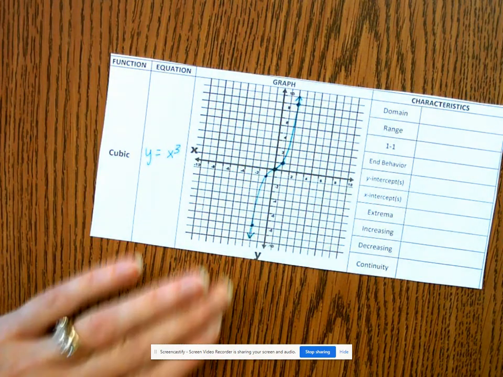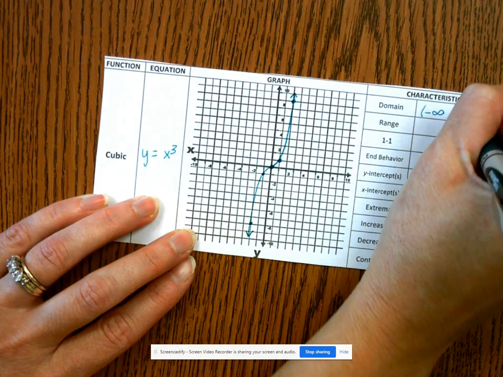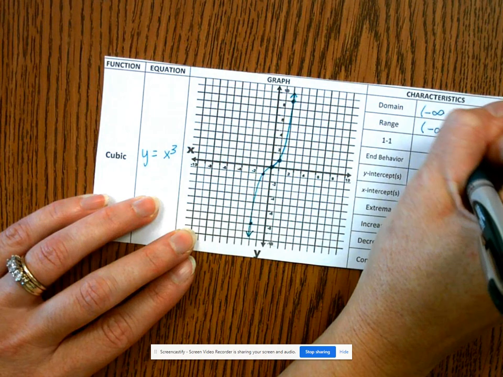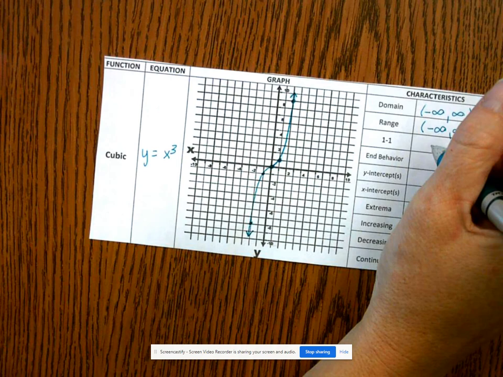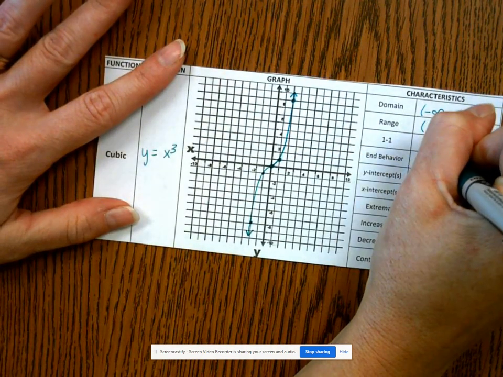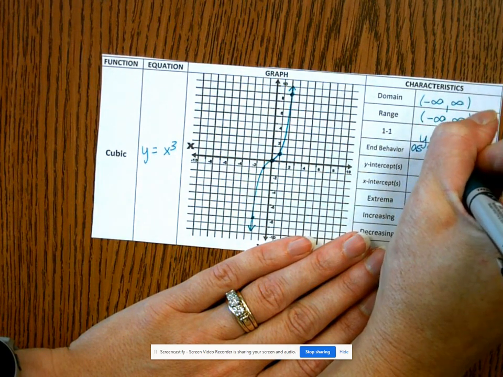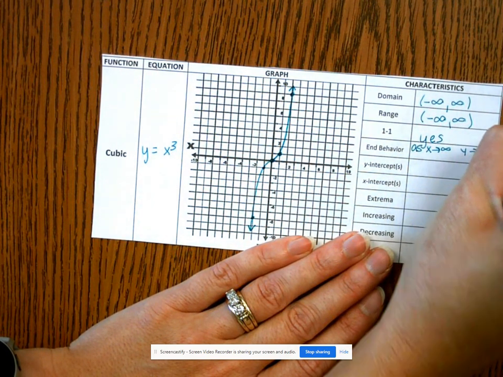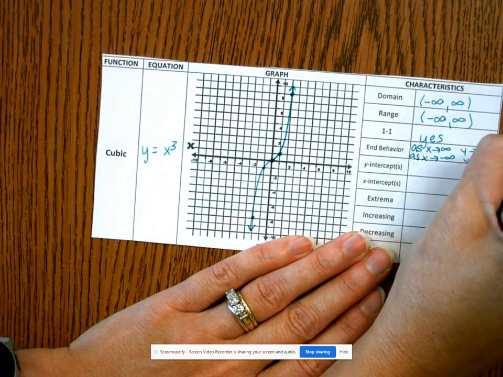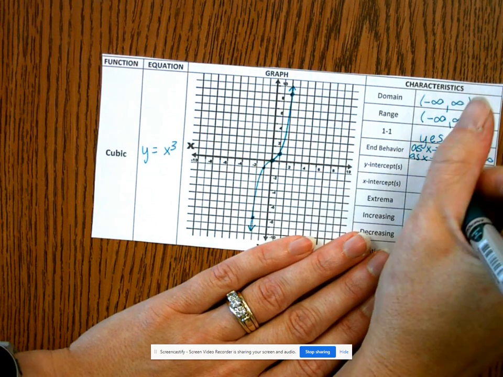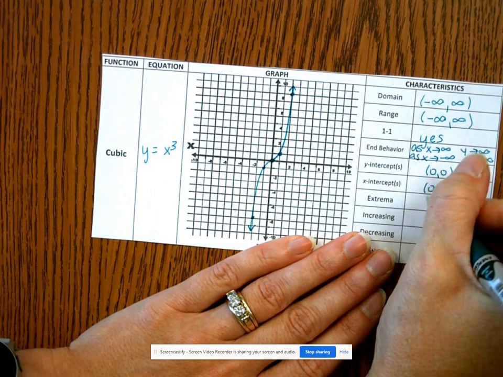All right, so domain and range are both negative infinity to infinity. It goes up and down really fast, but it goes left and right forever, also just really slowly. All right, is it one to one? Does it pass a vertical and a horizontal line test? Yes, it does. End behavior: as we move to the right, the graph goes up. As we move to the left, the graph goes down. All right, x and y intercepts are both at 0, 0. The extrema, there are none.